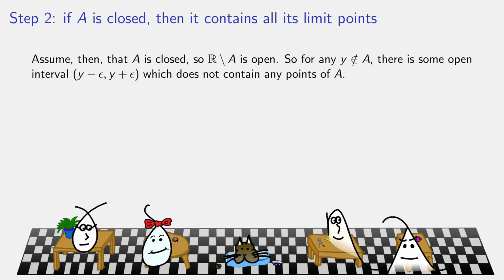Now assume that A is closed. In other words, R minus A is open. Well, for any point in R minus A, in other words, for any y not in A, since the complement of A is open, I can put a little interval around it which completely misses A, because the complement of A is open, so this little interval is a subset of the complement of A. And therefore, y is not a limit point of A. I was able to find some little interval, y minus epsilon to y plus epsilon, that does not contain any points of A.